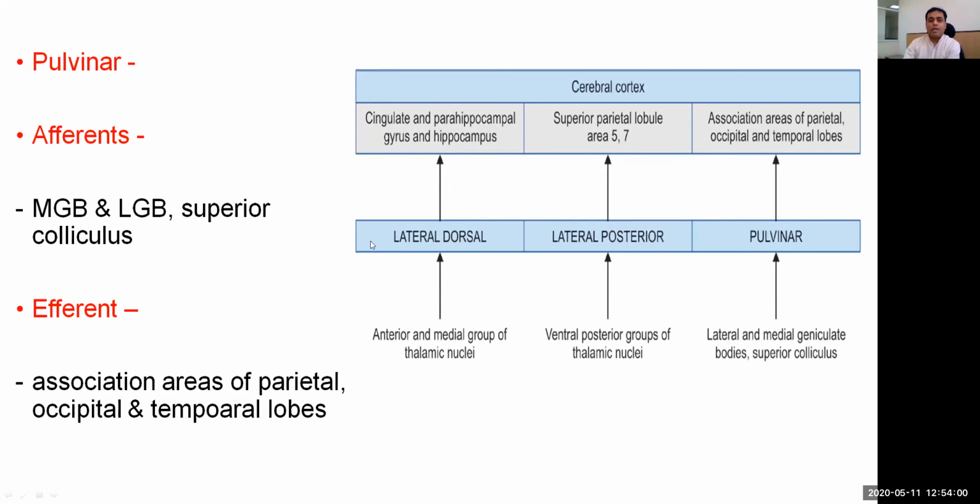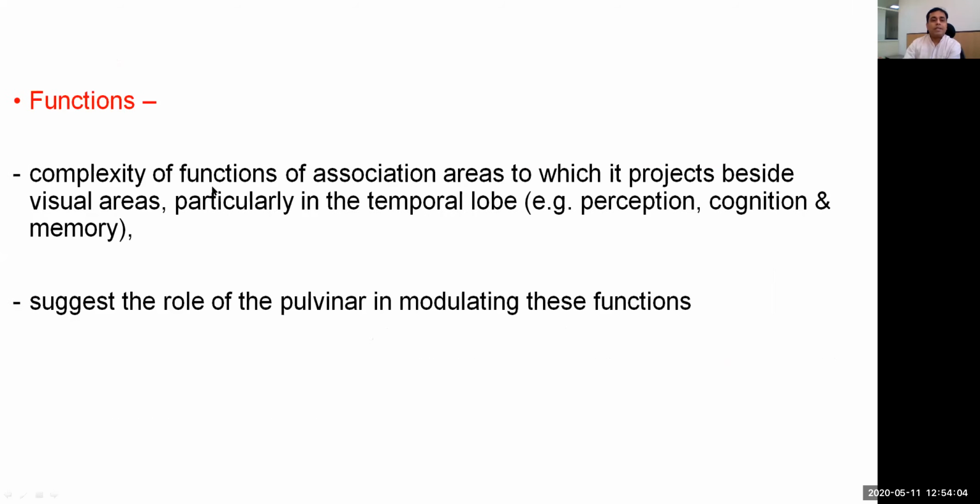These three groups of nuclei, that is lateral dorsal, lateral posterior, and pulvinar, the complexity of the functions of association areas to which it projects besides the visual area, particularly in the temporal lobe, that is for perception, cognition, and memory, suggests the role of pulvinar in modulating these functions.